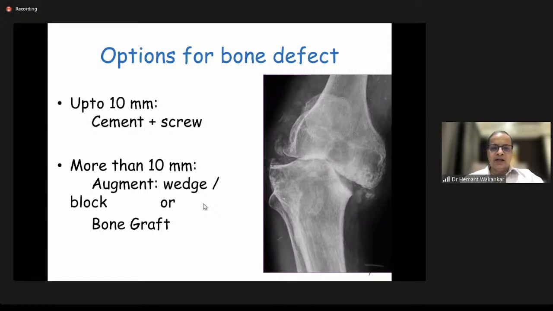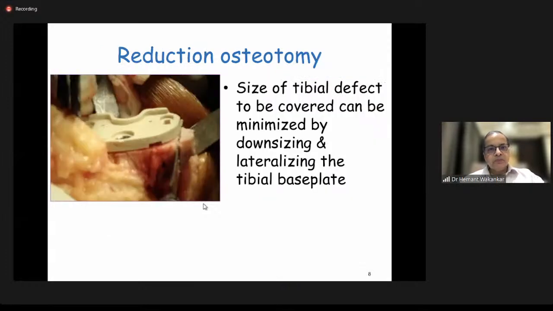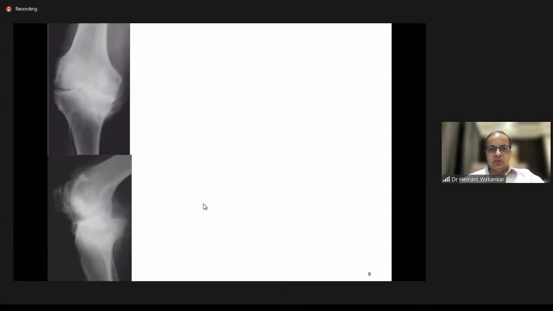Or if it is more than 10 millimeters, you may have to use an augment, which is a metallic augment, either in the form of a wedge or a block, or you can use bone graft that is available to you. A reduction osteotomy that is commonly done, especially for varus knees, certainly reduces the size of the tibial defect on the medial side. And that is typically useful in getting the medial balance as well. As you can see, the reduction osteotomy would reduce the amount of tibial defect that one is finally left to deal with.